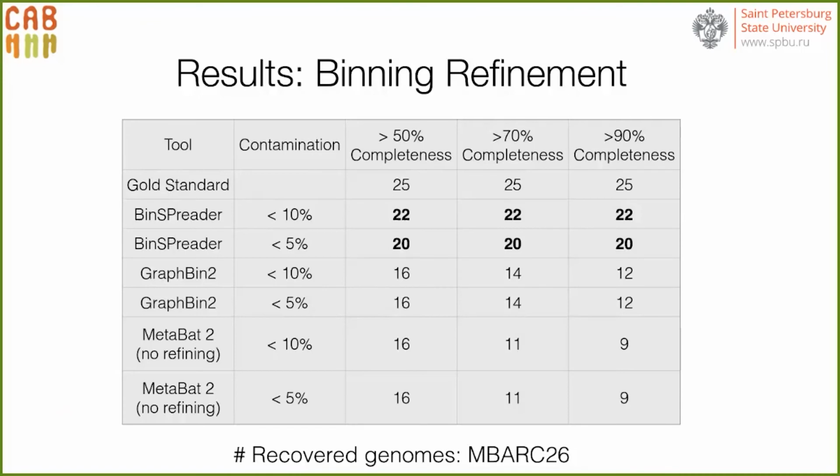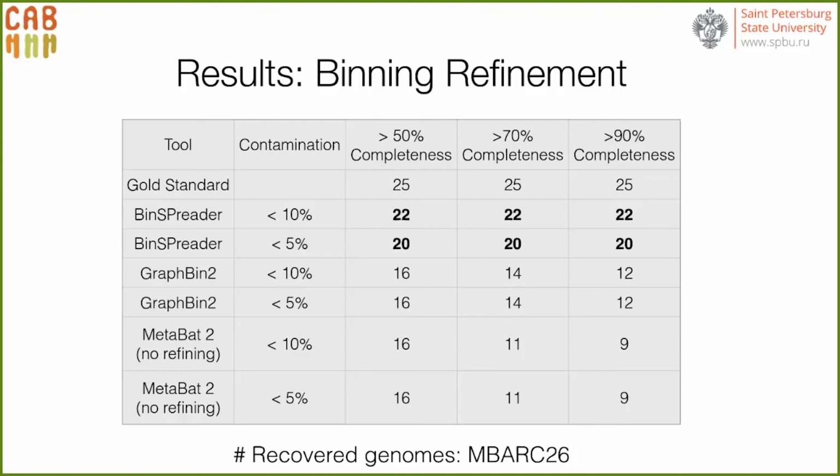To benchmark the actual refining, we compared BinSPreader with GraphBin2, which is a scaffold graph-based tool. And both BinSPreader and GraphBin2 used MetaBAT2 for initial binning. So this table shows the number of recovered MAGs with given contamination and completeness. Contamination here is the fraction of the MAG that doesn't come from the most abundant genome, and completeness is the fraction of the most abundant genome present in our MAG.